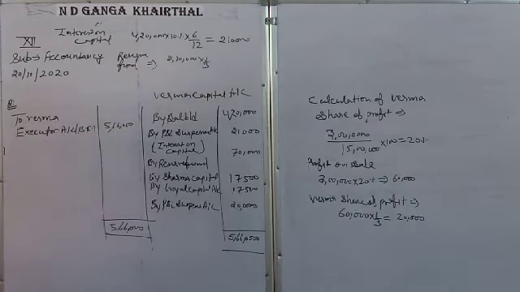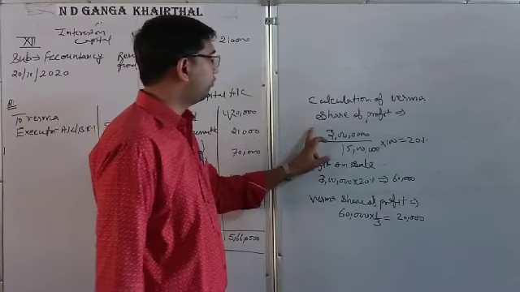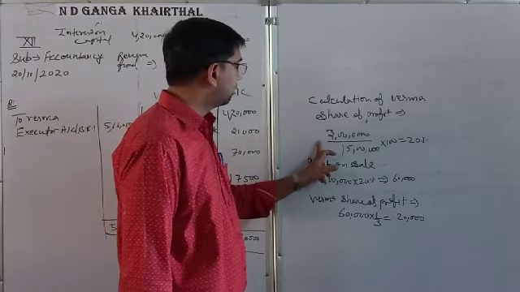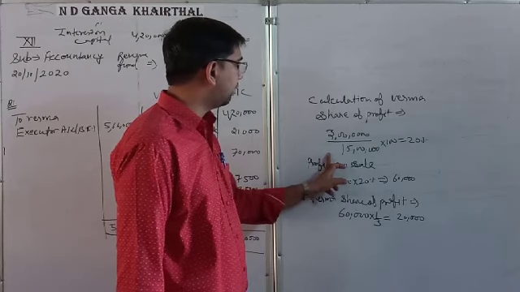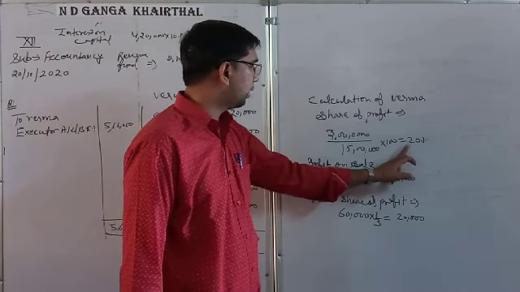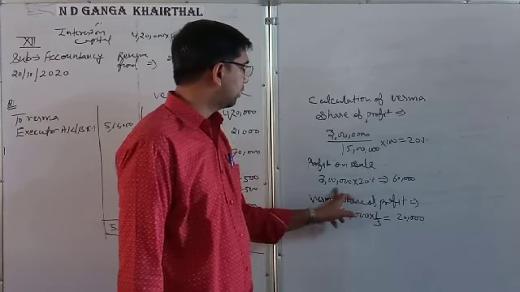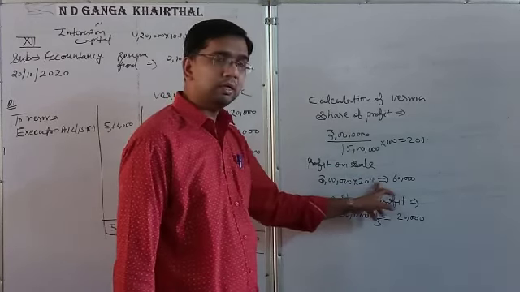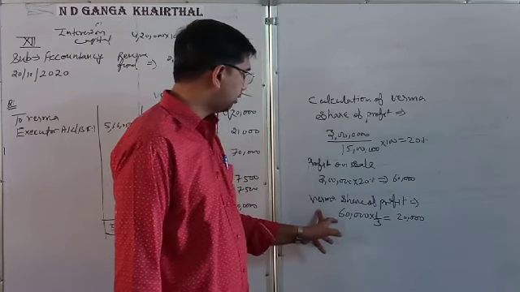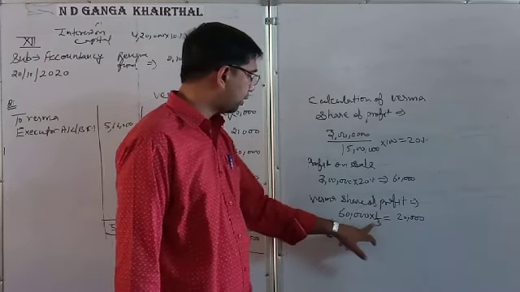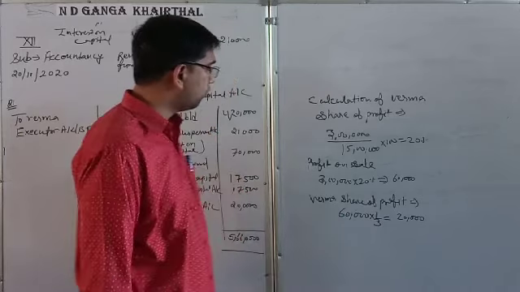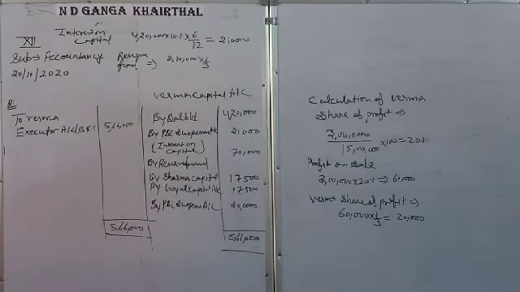5,66,000. Clear? So calculation of Verma's share of profit: 3 lakh upon 15 lakh into 100, so 20%. Profit on sale 3 lakhs into 20% is 60,000 rupees. Okay, so Verma's share of profit is 60,000 into 1/3, total 20,000 rupees, and transferred to Verma's capital account. Okay, so we prepared the Verma capital account.